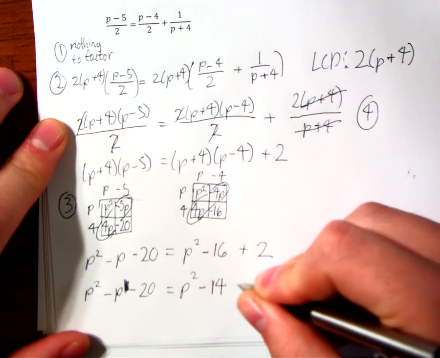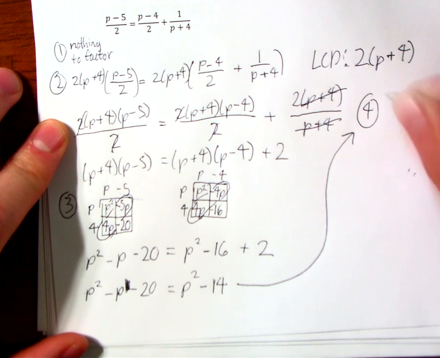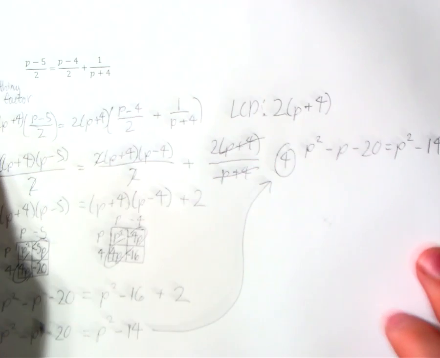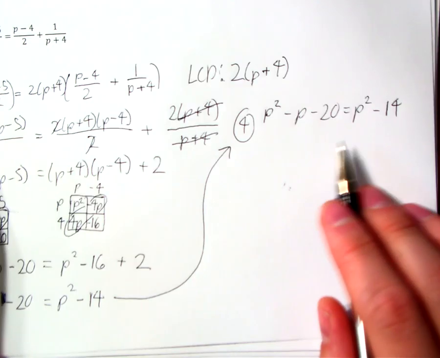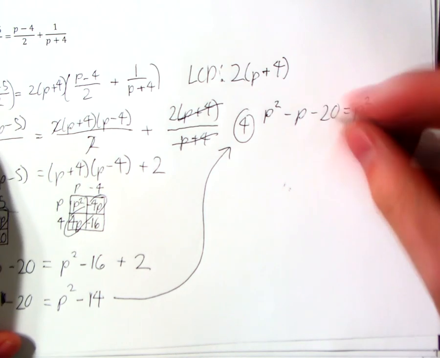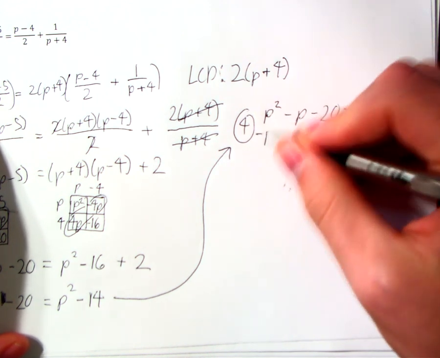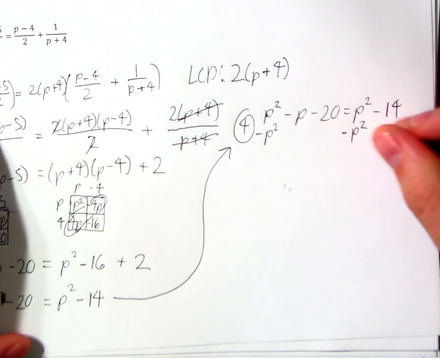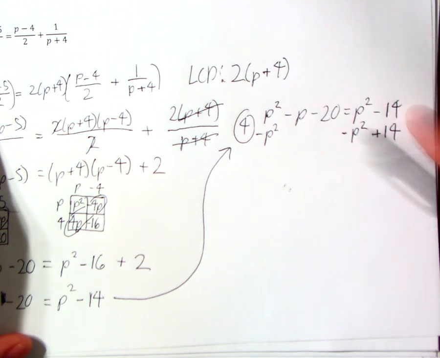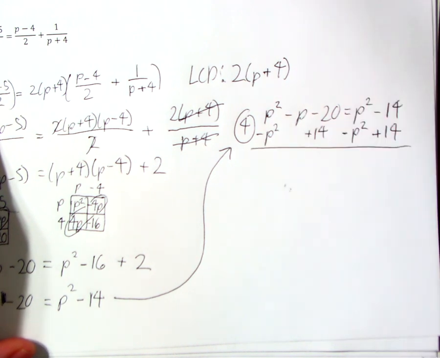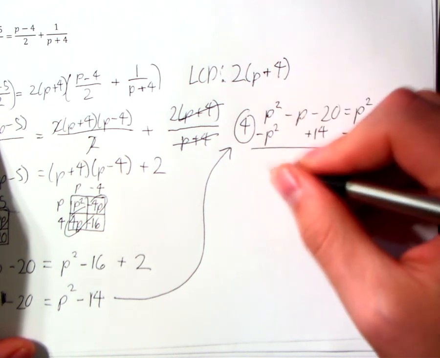Step 4 is to bring everything to one side by adding and subtracting the right terms. So which side am I going to get rid of? It looks like there's fewer terms on this side, so I'm going to try to get rid of that side. I'm going to subtract a p squared to get rid of that p squared term. But if I do that to one side, I got to do it to the other. And then I'm going to add 14 to get rid of the negative 14. But if I do that to one side again, I've got to do it to the other. Add 14. And now, p squared minus p squared is 0.